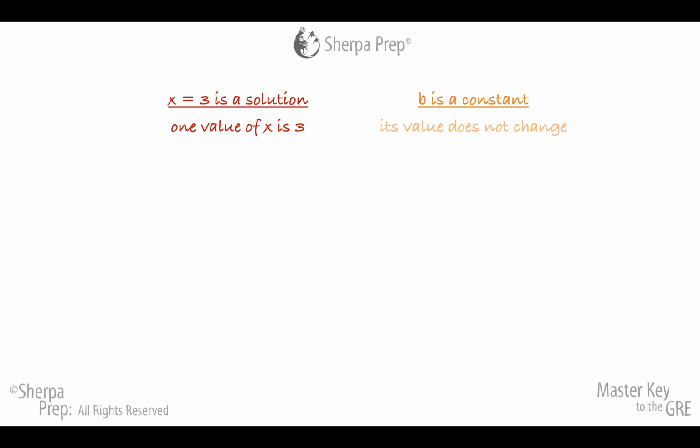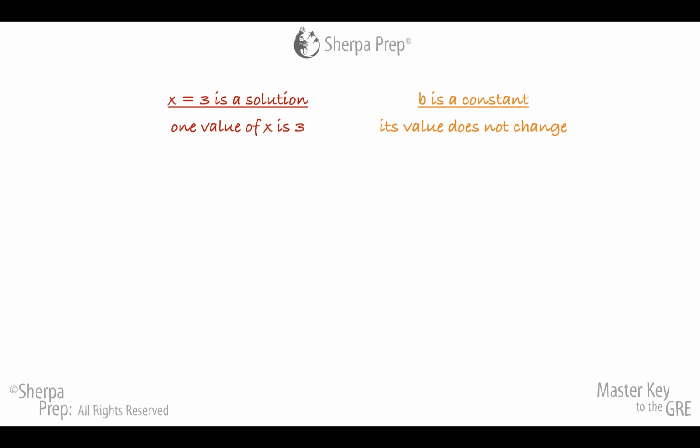Before we solve this problem, let's take a moment to define some of the terminology. For starters, when they say x equals 3 is a solution of the equation, all that means is that one possible value for x is 3, but there may be more. And when they say b is a constant, remember, a constant is a value that does not change. For example, pi is a constant, it always equals 3.14.